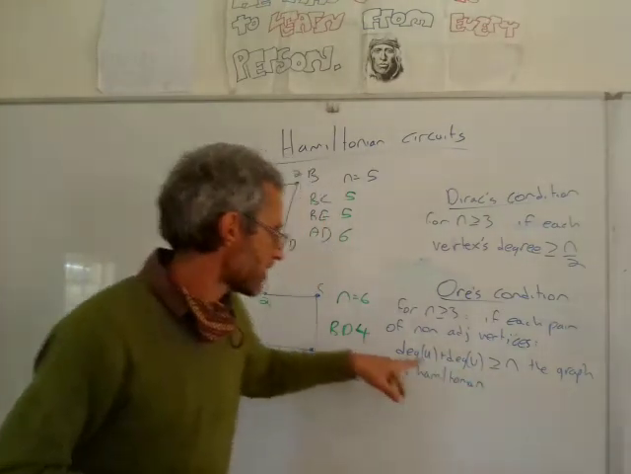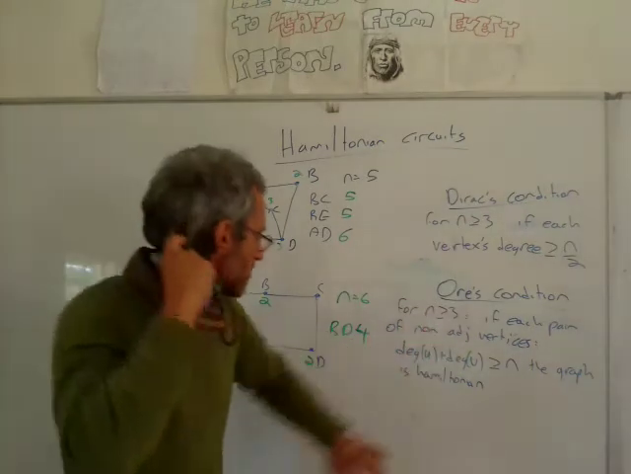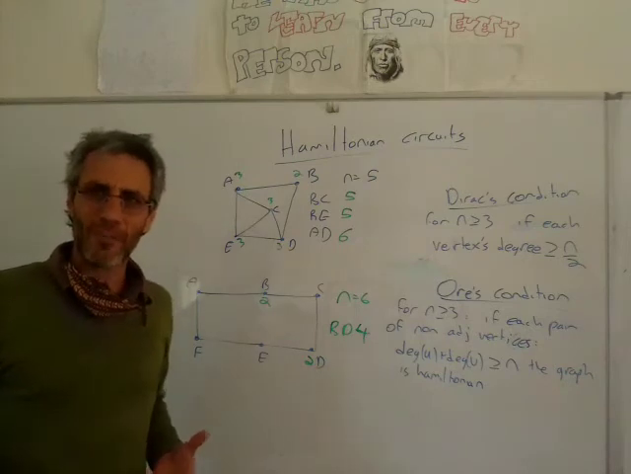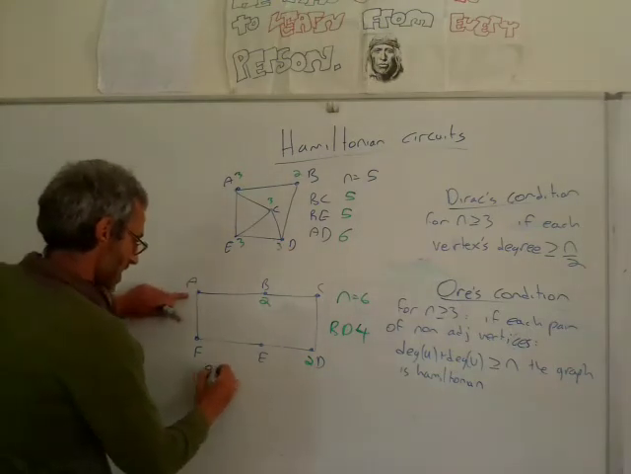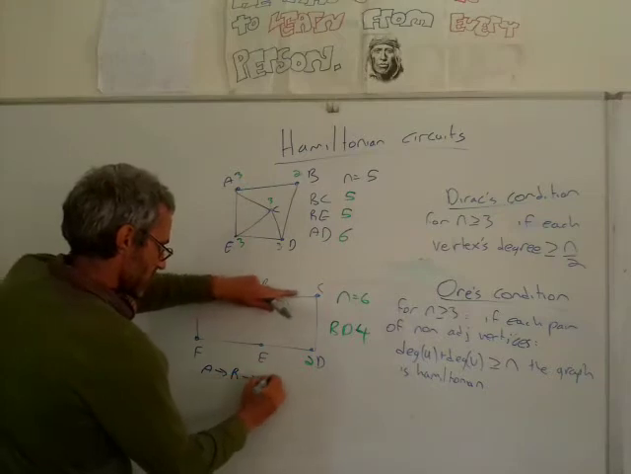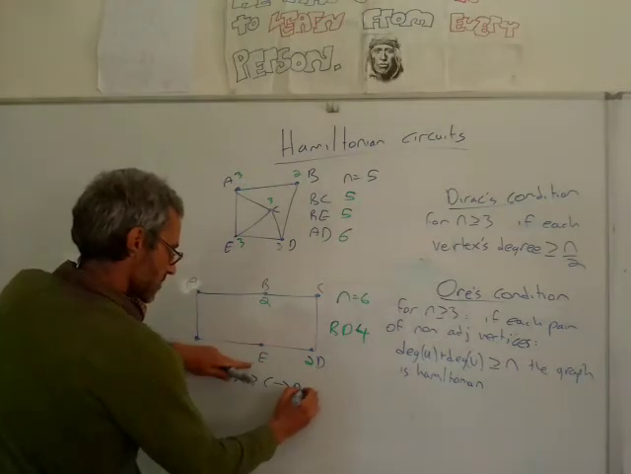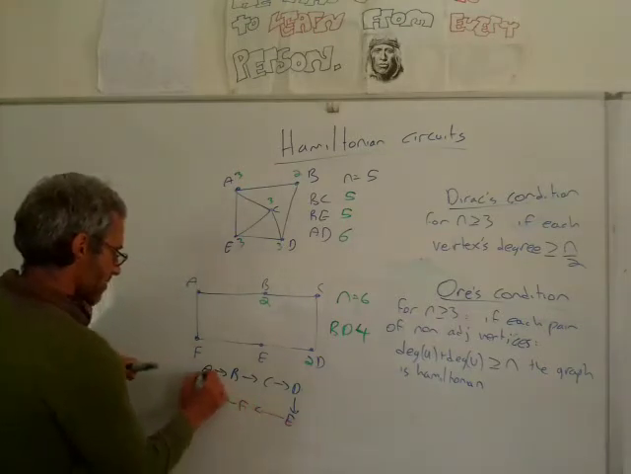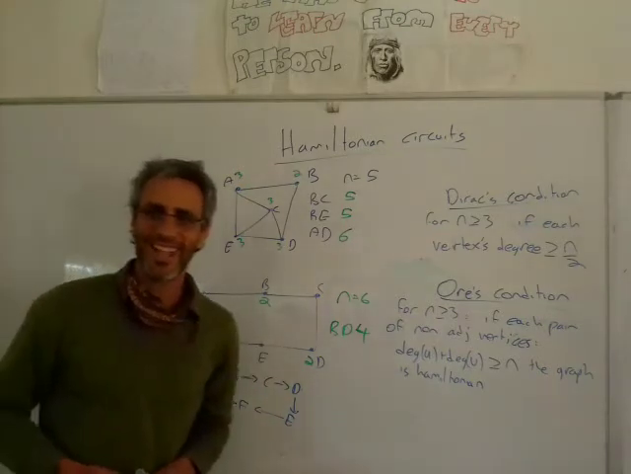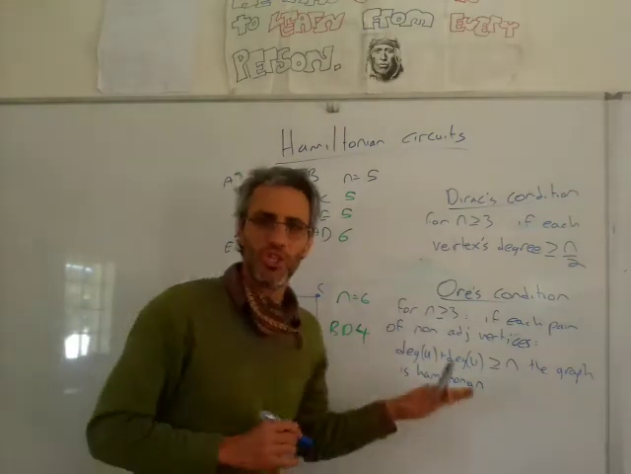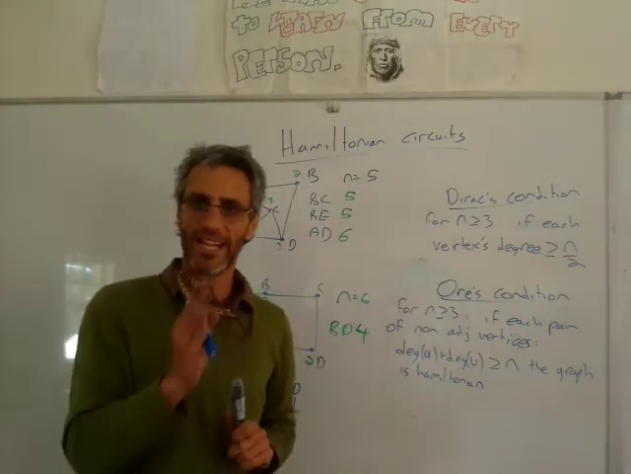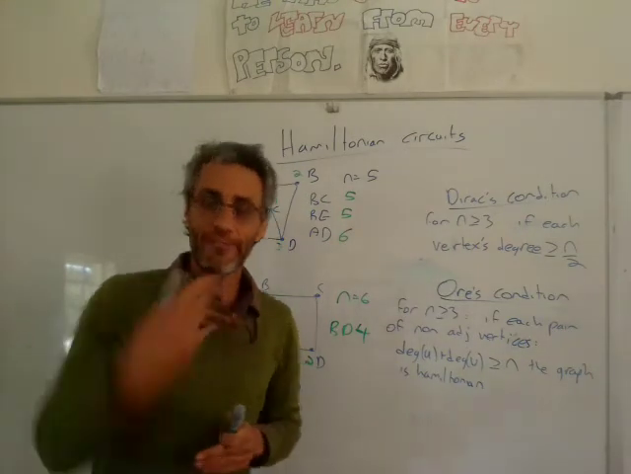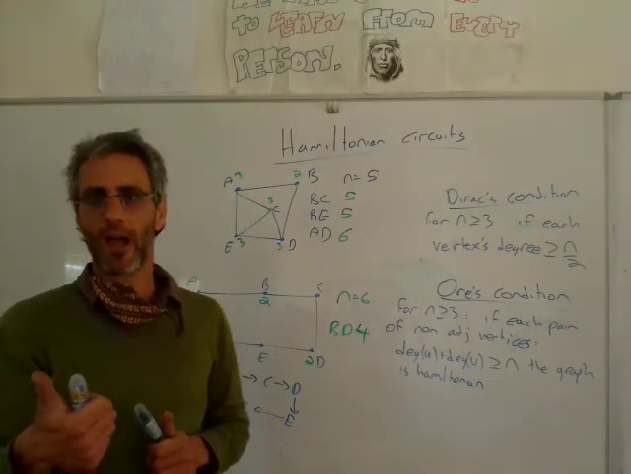Now, thinking about it straight, of course I've got a Hamiltonian circuit here. I can go from A to B to C to D to E to F and back to A. Obvious. Okay? So again, Ore's condition is not a test. It can't tell you exactly whether it will be a Hamiltonian graph or not. If it fulfills that condition, you will have a Hamiltonian circuit.